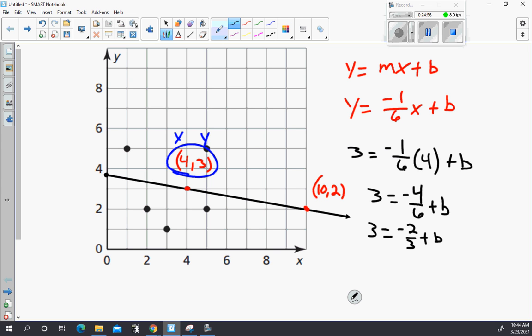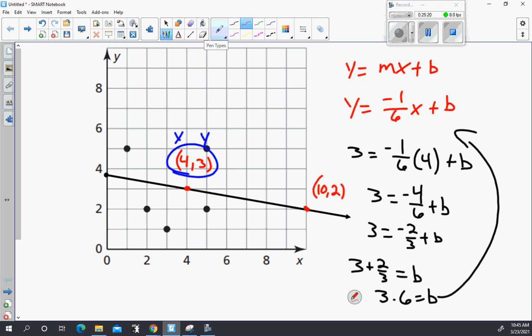So 3 plus 2/3 equals b. That's just 3 2/3, right? 3.6, 3.6 repeating. So I'm going to go back and I'm going to plug that into my original equation. My equation of the line of best fit is y equals negative 1/6 x plus 3.6.